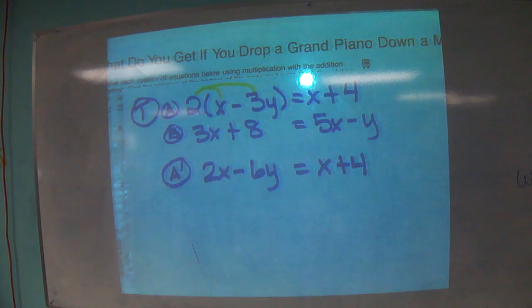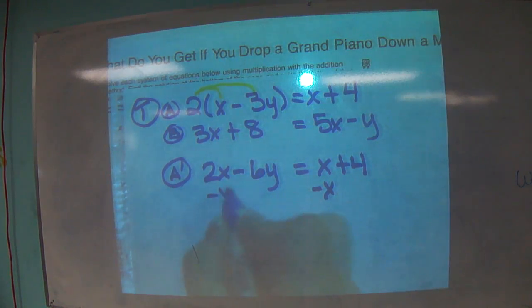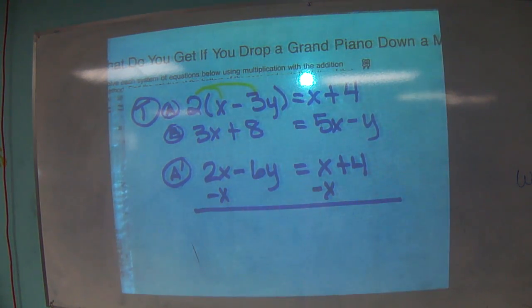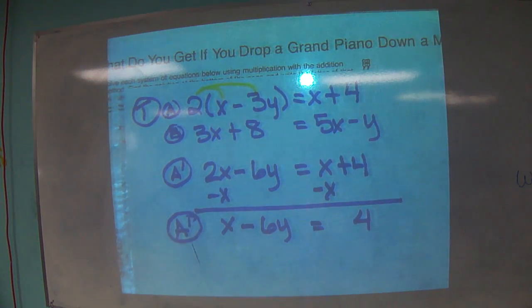So what do you want to do? Who do you want to move out? The x. You want to move x out of the right-hand side and move it over into the left. And how are we going to do that? Add a negative x to both sides, right? We don't like subtracting. So how many x's do we wind up with? 1. Just 1x minus 6y's equals positive 4. And that's our true A prime. Because now we've done everything and we're happy with it.